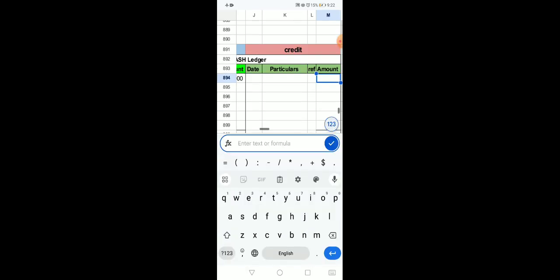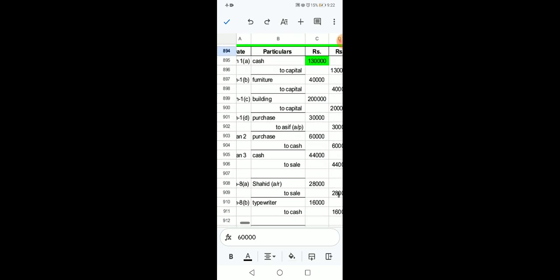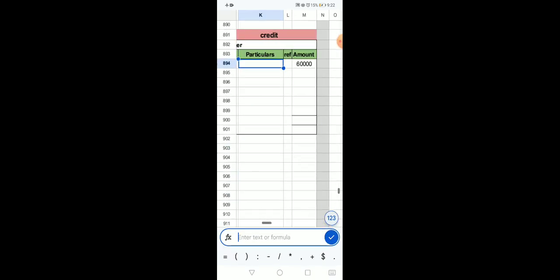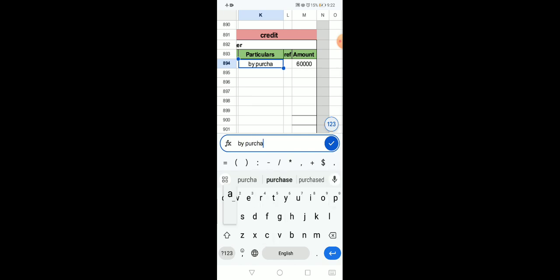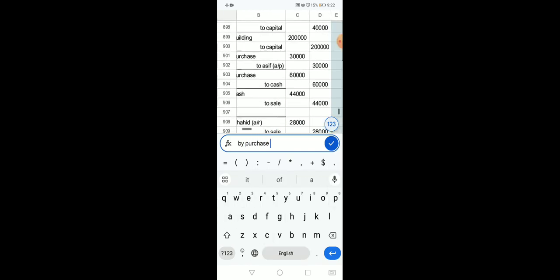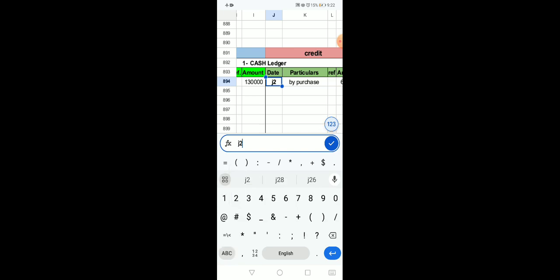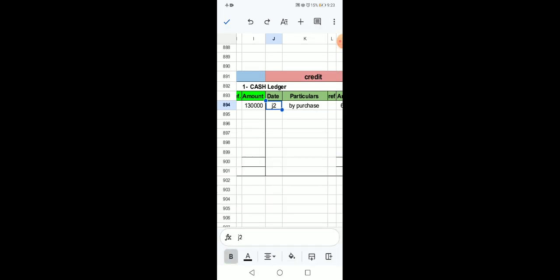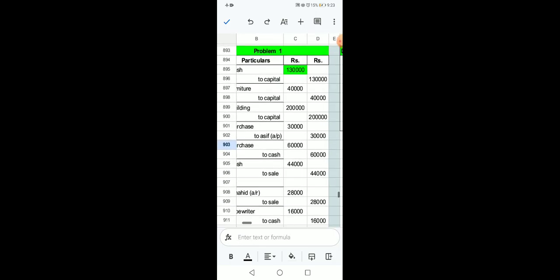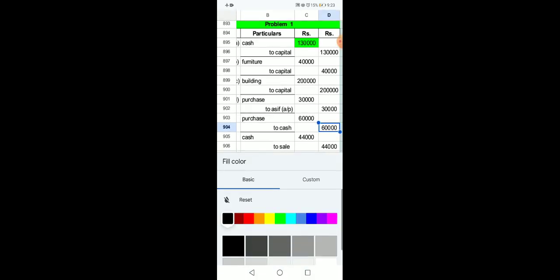Go to the credit side of the ledger and put 60,000 in the credit column of the cash ledger. See its reference. What is written on the opposite side? It is purchase. Write down buy purchase over here. See its date, which is January 2. So you are going to write the date over here, January 2. Alright, the date is mentioned, the reference is mentioned. It means the 60,000 cash entry is completed. Mark it as done.